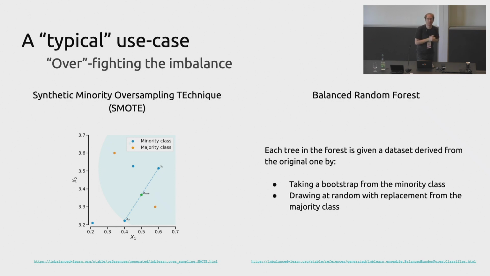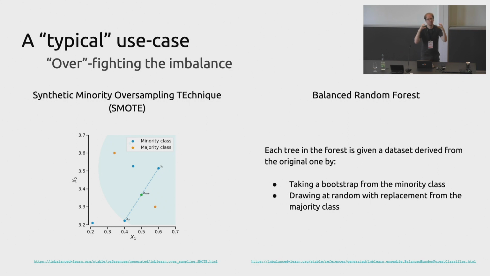And then the balanced random forest is just a small difference from the random forest, where for each bootstrap, you will actually take a bootstrap of the minority points, and otherwise you draw with replacement on the majority ones.